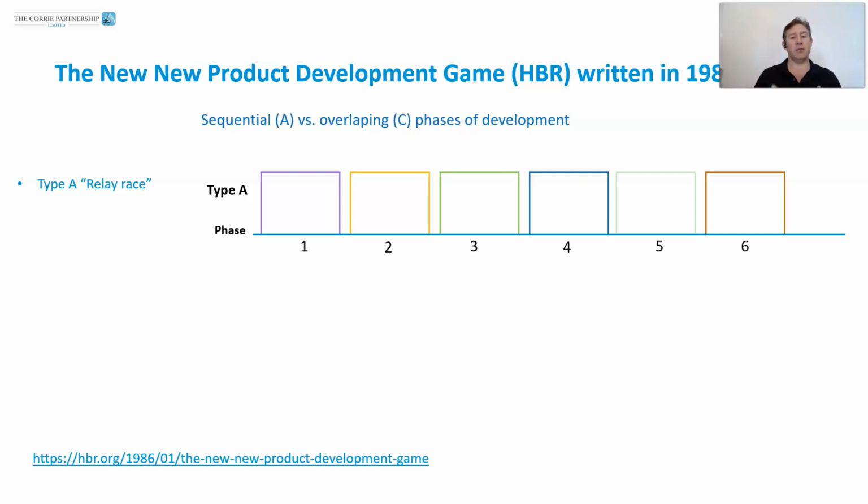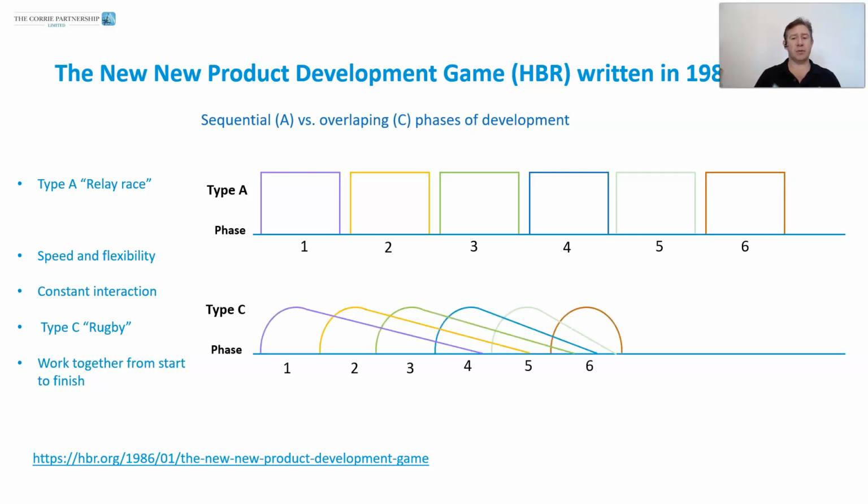What they noticed and what they reported on was a number of companies, both in the US and in Japan, that were actually following a different approach. They realized that they needed speed and flexibility, and what they found was by having constant interaction, what they called the rugby approach, allowed them to actually work from start to finish on the product together to get a better outcome. Quality was improved, and speed of delivery was also improved. And this is what they described it looked like.